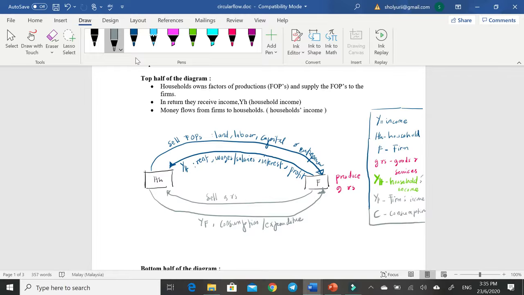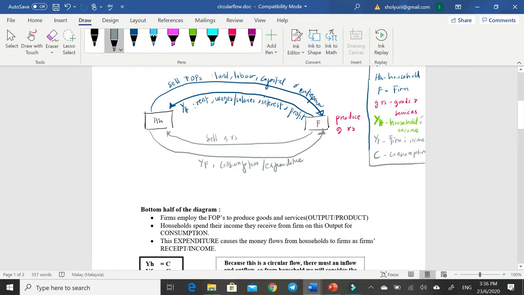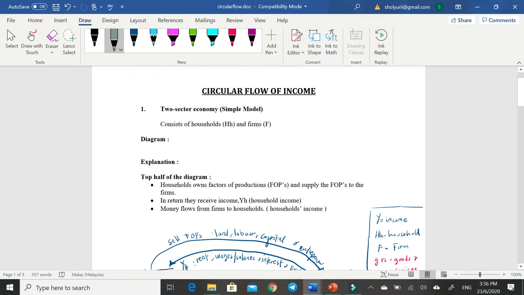Very simple, right? So this is the explanation here. Firm will employ the factors of production to produce goods and services. Goods and services itu lain adalah produk lah, goods output. Household will spend their income they receive from this firm on this output for consumption. Macam mana household pay for this one? Is from the income they receive before. Sebab tu kita panggil circular flow of income. It moves backwards and forwards.